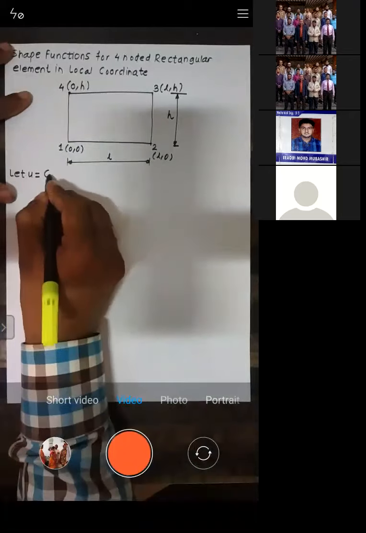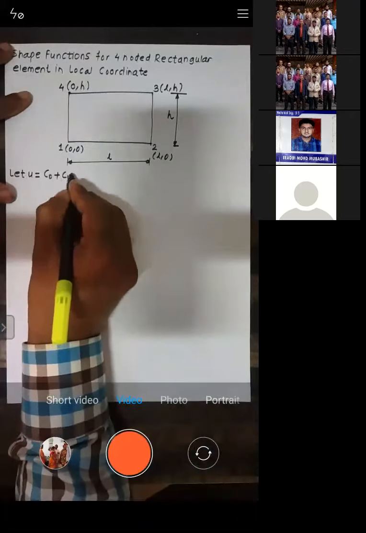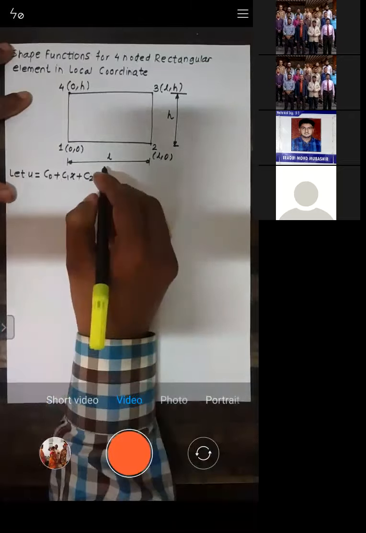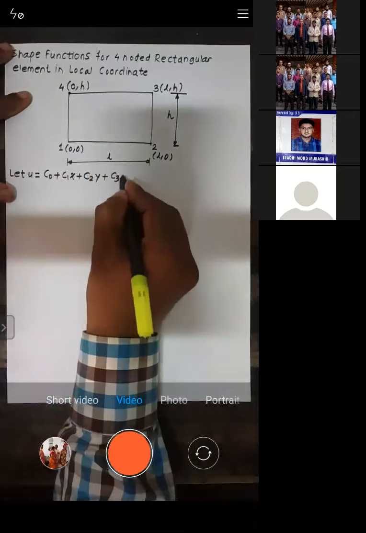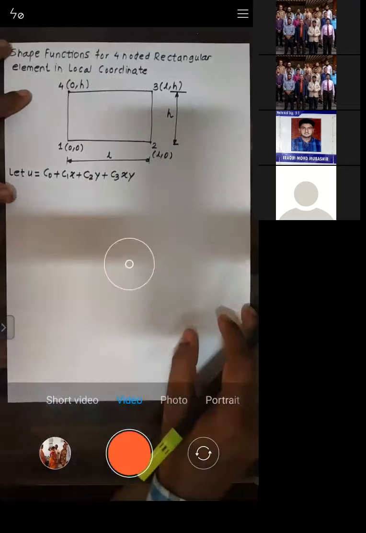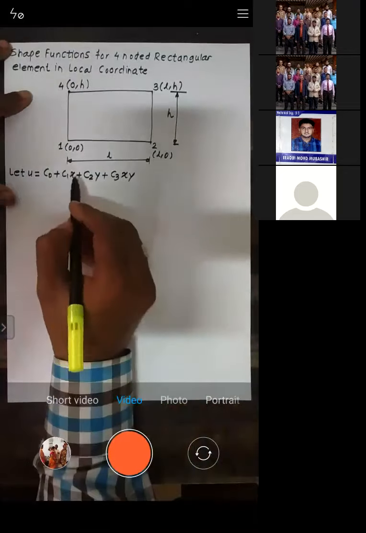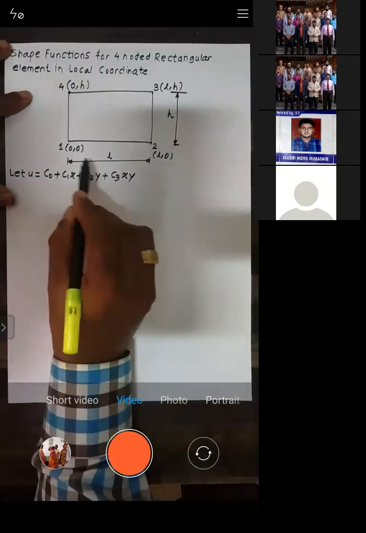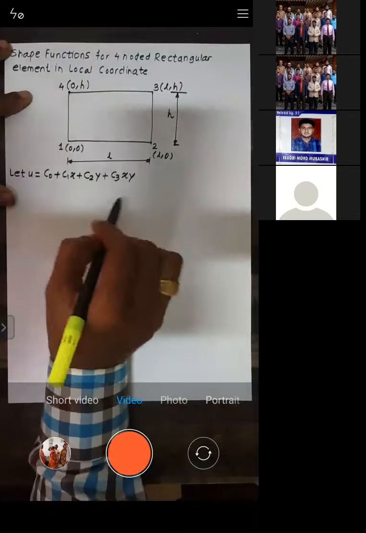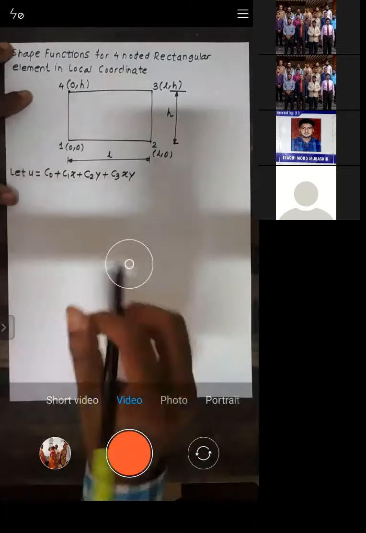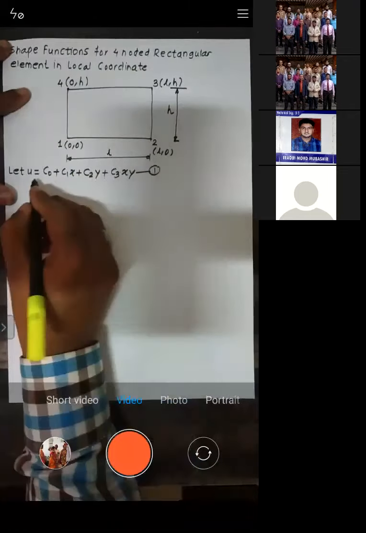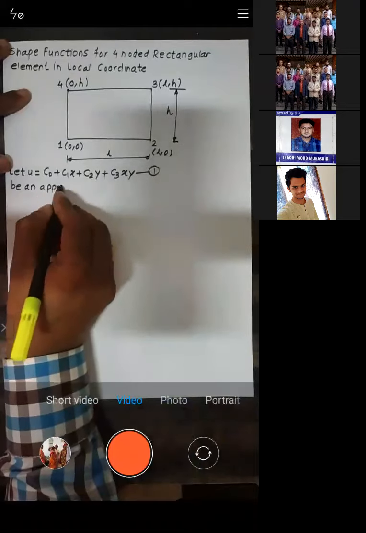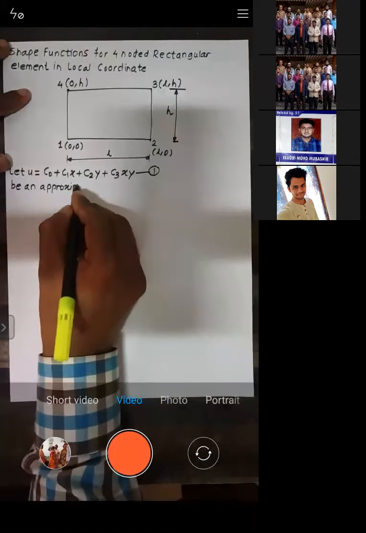What is that? C0 plus C1x plus C2y, is it okay? Plus C3xy, right? So this is an approximate solution. This is for a line, this is only for a line. This is for a triangle, and this becomes for a rectangle. Is it okay? Yes or no? Yes, sir. Okay, so this will be an approximate solution.